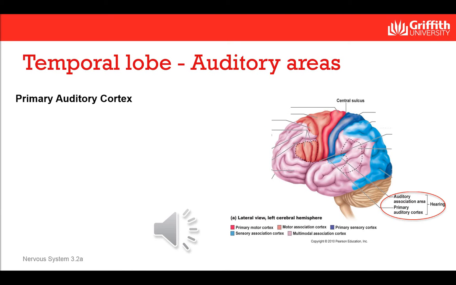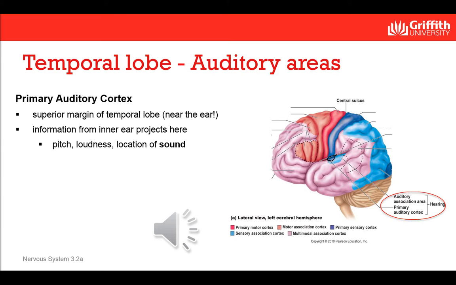Each primary auditory cortex is found near the ear, in the superior margin of the temporal lobe, just next to the lateral sulcus. When the hearing receptors of the inner ear are excited, impulses are transmitted to the primary auditory cortex, where they are interpreted as pitch, loudness, or the location of sound.